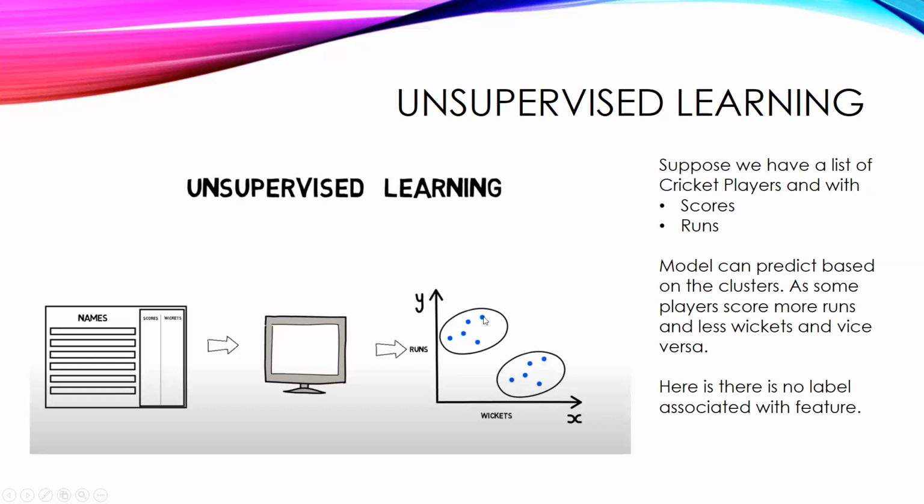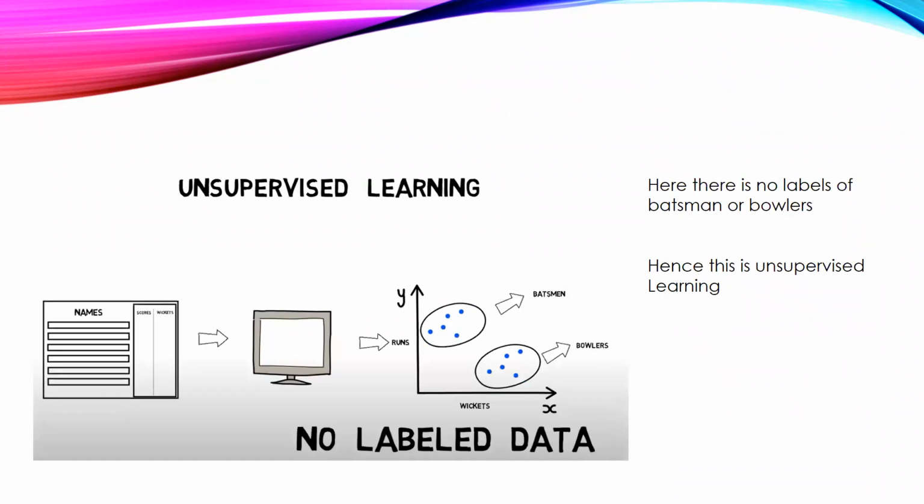You cannot say that this person is a good batsman, because over the years his runs may go down and he may become more of a wicket taker, right? So based on the data, as more and more data comes in, it can predict the outcome, right? This is called unsupervised learning. There is no label associated with the feature. All the features we have are runs and wickets. So here is an example: on the top are batsmen, and this is like a bowler, right?